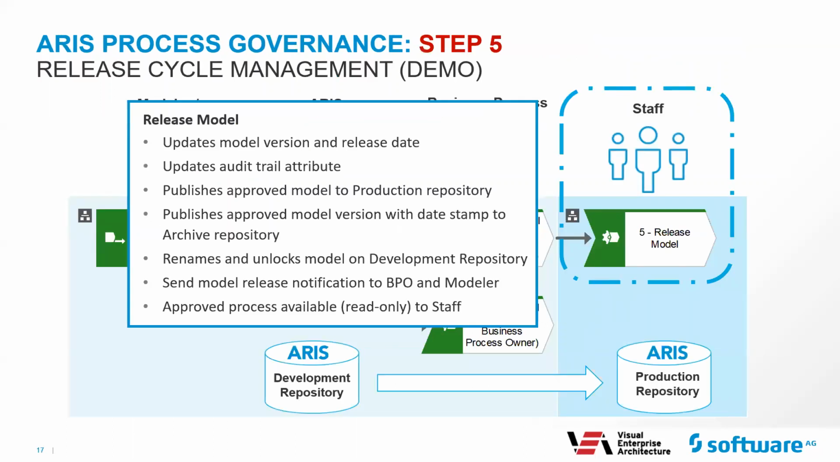So the release process, what does this thing do? Okay, it updates the model version and release date. It updates the audit trail attribute. It publishes the approved model to the production repository. It publishes the approved model version with a timestamp to an archive repository. It renames and unlocks the model on the development repository, sends a notification to the business process owner and modeler, and now the model is approved. The model is available in the production library, read only to the staff. Okay.